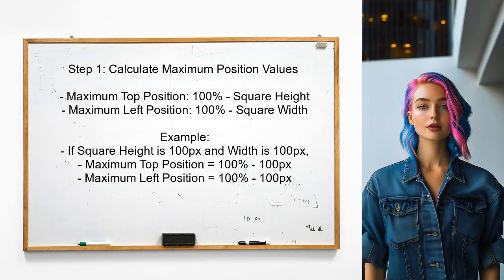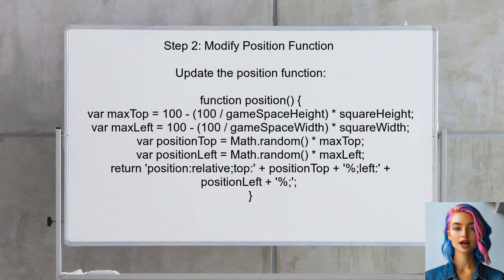To ensure that the square never exceeds its container borders, the user should first calculate the maximum position values based on the size of the square and the container. This will help in positioning the square correctly. Next, the user should modify the position function to include these maximum values. This way, the square will only be positioned within the allowed area.